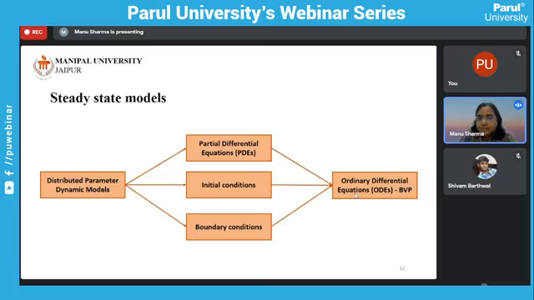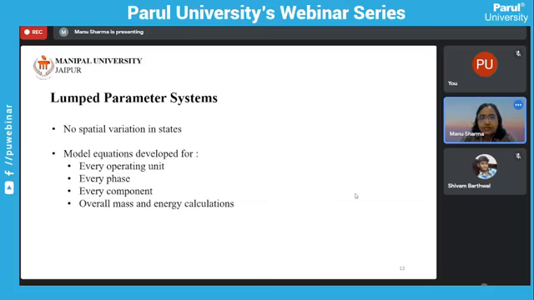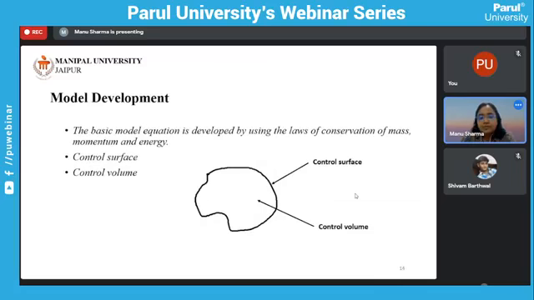So different sets will have different simulation strategies. We already discussed lumped parameter, where no spatial variation is there. Model equations are developed for every operating unit, every phase, every component. And again, overall mass and energy balance equations are involved. We all know that chemical engineering is all about mass and energy balances.